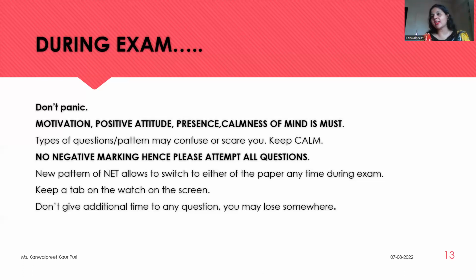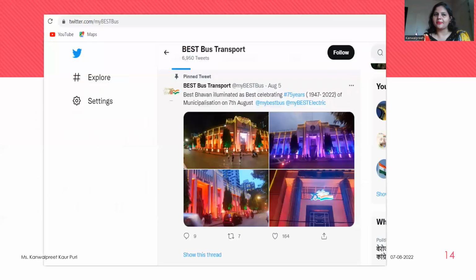There is no negative marking for the UGC examination. So better you attempt. Sometimes you are in doubt, you can mark the answer which you find the best suitable. The new pattern of NET allows you to switch any paper, which I already explained to you. Keep a tab on the watch on the screen and don't give additional time to any question, you may lose somewhere.